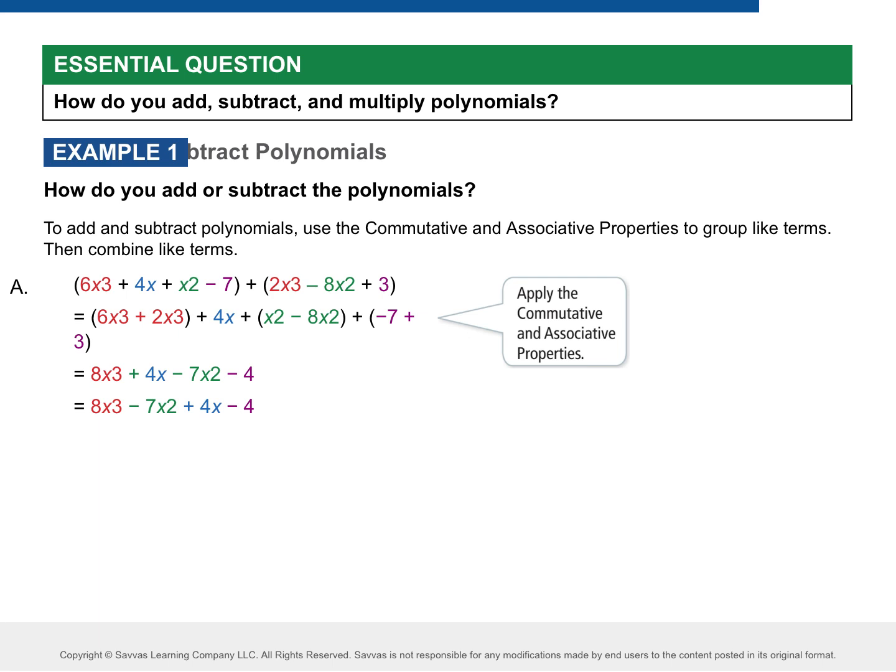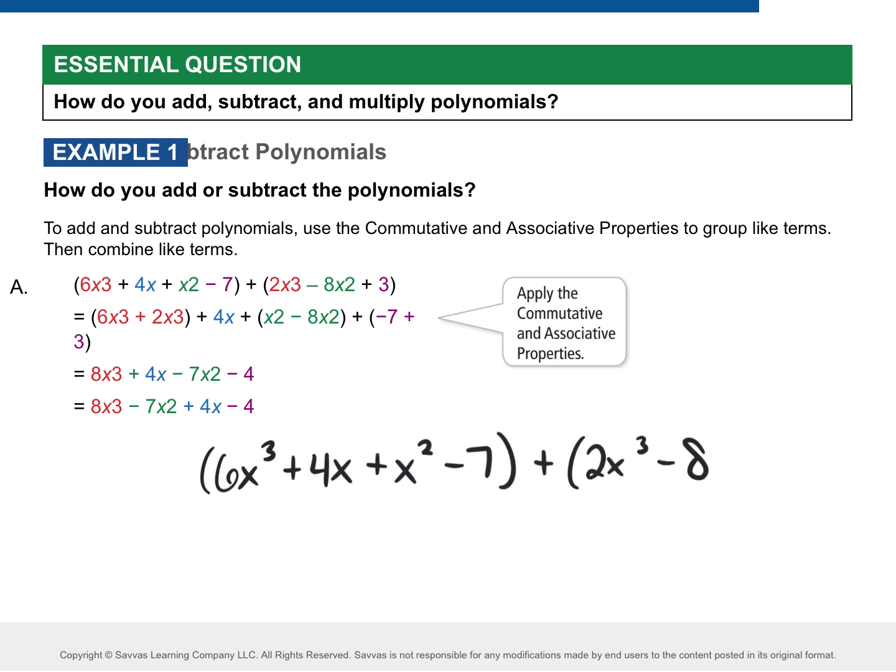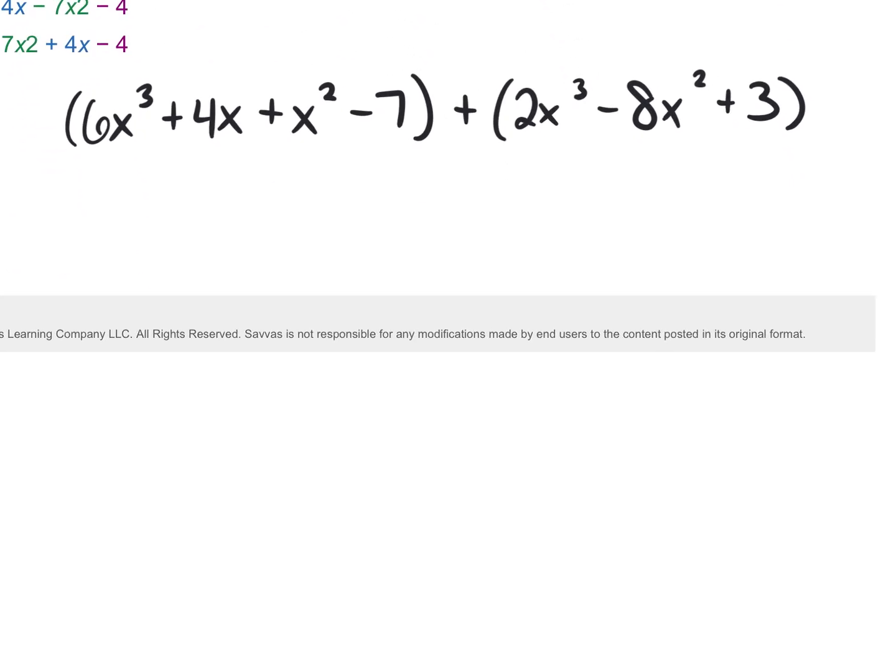So, second section of chapter 3, we're going to be talking about adding, subtracting, and multiplying polynomials. So this is an example I want you to write on the front page of your notes that we're going to do together. So we have 6x to the third plus 4x plus x squared minus 7 plus 2x to the third minus 8x squared plus 3. Go ahead and write that example down.